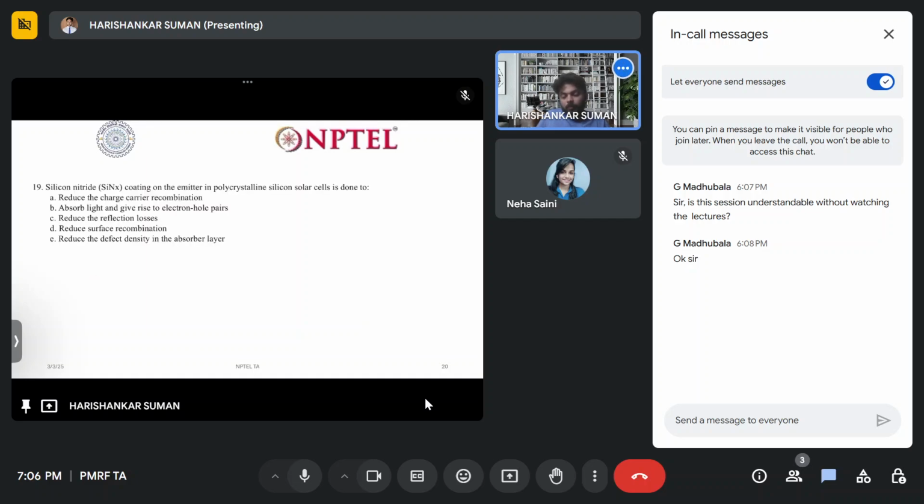Next question. Silicon nitride coating on the emitter in the polycrystalline silicon solar cell is done for: reduce the charge carrier recombination; absorb the light and give rise to electron-hole pair; reduce the reflection losses, reduce the surface recombination, and reduce the defect density in the absorber layer.